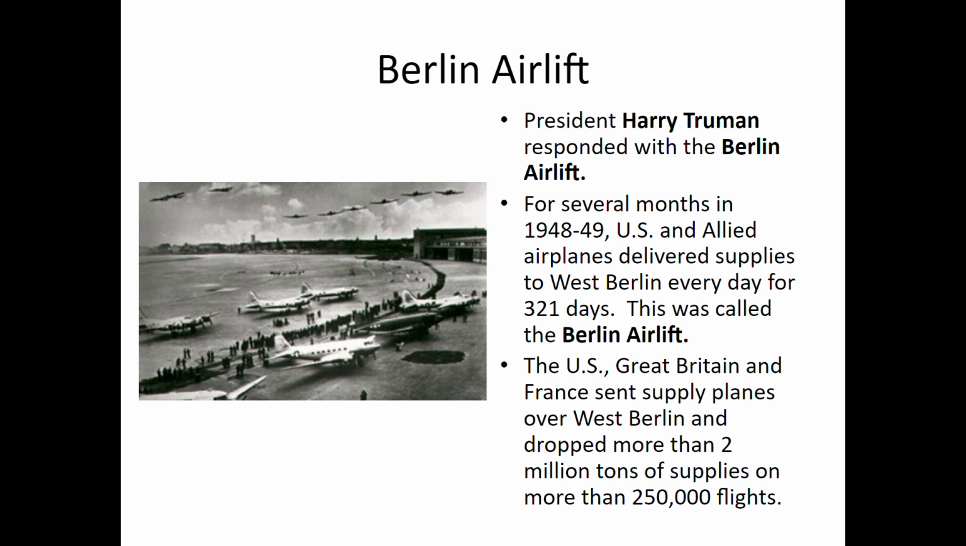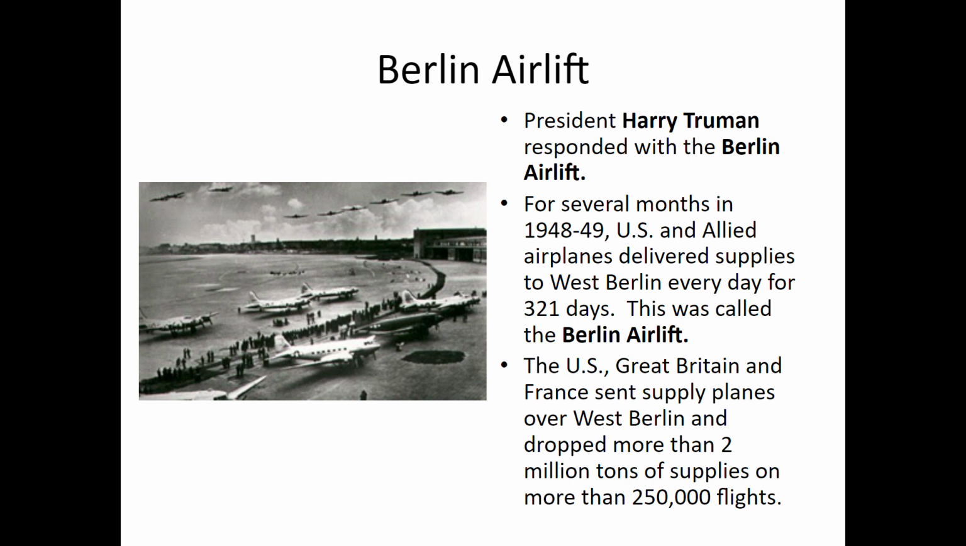The United States, Great Britain, and France sent supply planes over West Berlin and dropped more than 2 million tons of supplies on more than 250,000 flights. So this was Harry Truman's response or solution to the blockade that the Soviet Union were doing. He sent in the supplies.